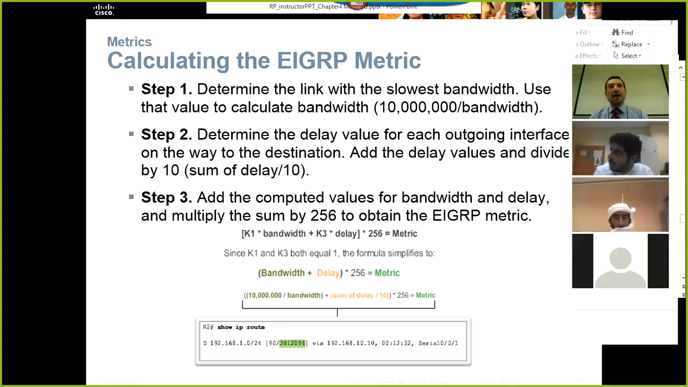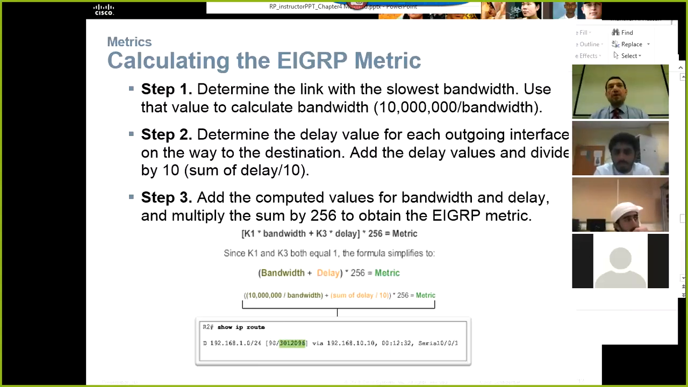So the higher the bandwidth, the lower the cost. The lower the bandwidth, the higher the cost. And therefore, the lower the bandwidth, the higher the cost, means the higher the metric. And we don't like higher metrics. We prefer the metric to be as low as possible.